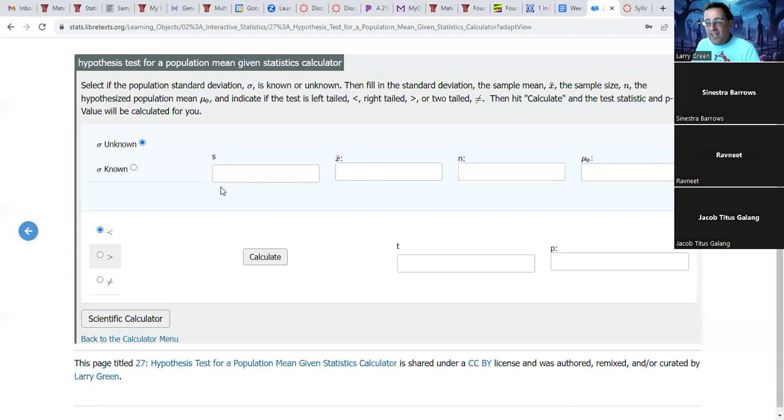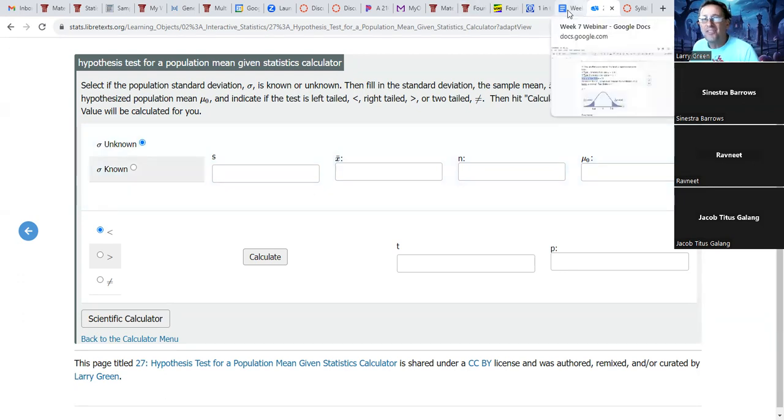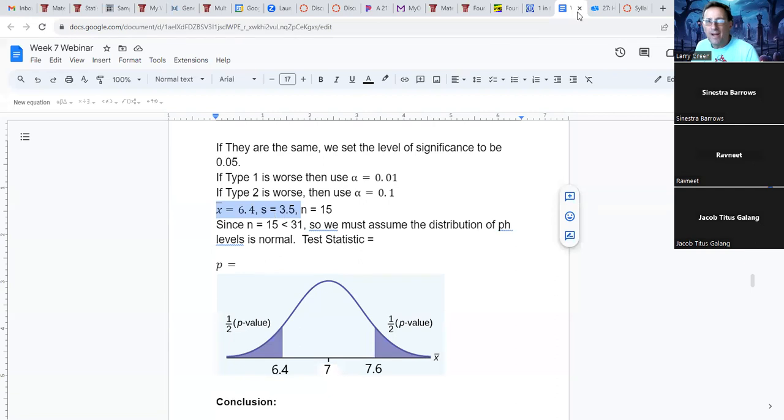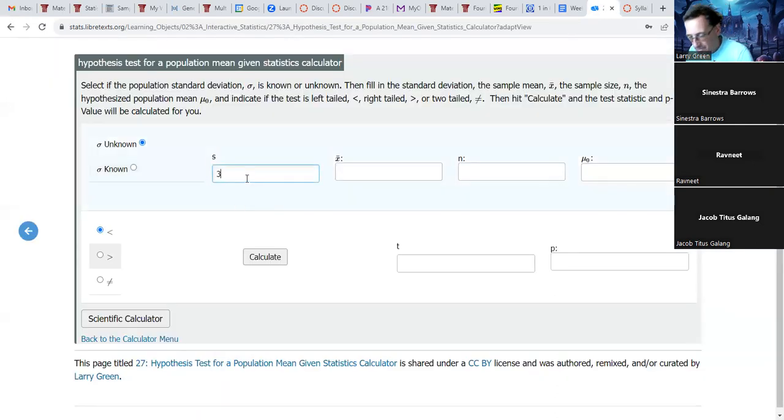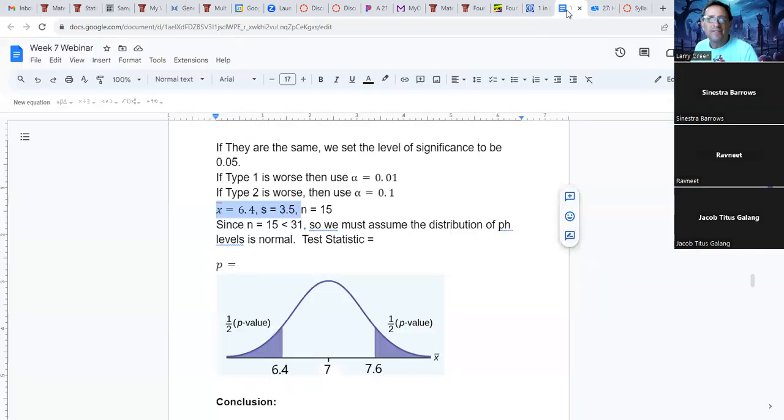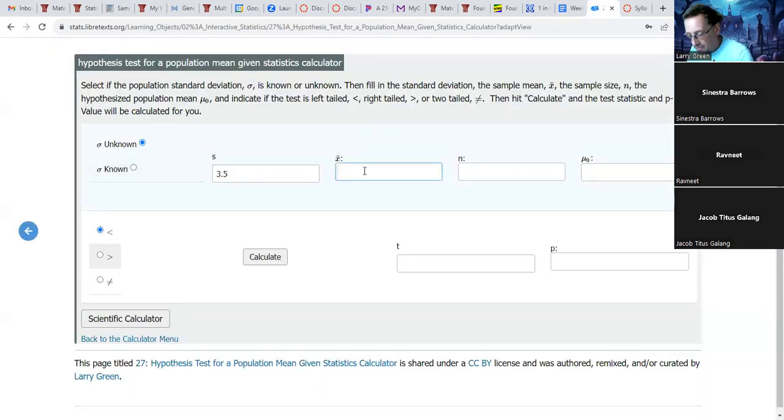And in this case, sigma is unknown. By the way, sigma in the real world is always unknown. No one knows the population standard deviation. Just letting you know that. So sigma is unknown, and our S is 3.5. Our X bar was 6.4. Our N was 15.